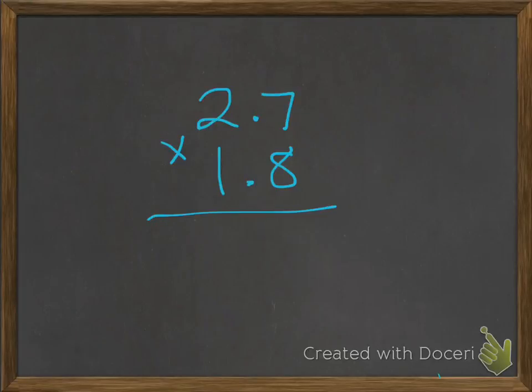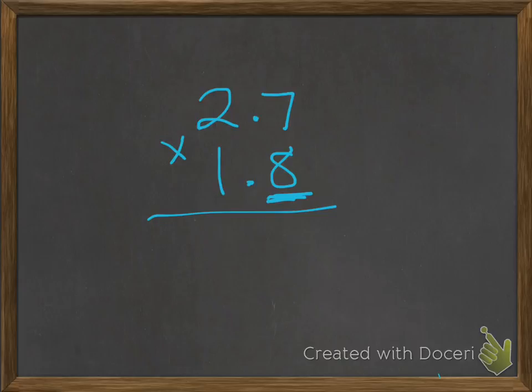Hey guys, today we're going to work on multiplying with decimals. What I love about this is that none of the steps are different from regular multiplication until the very end. So let me show you what I'm talking about. We're still going to start with the smallest place value, the one that's over on the right.